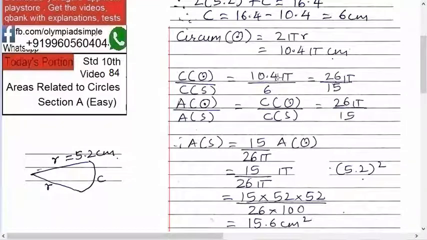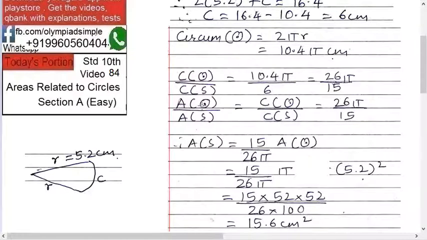So that is 10.4 pi upon 6, right? If you solve this, it becomes 26 upon 15. Remove the zeros. 15 fours are 60, and 4 26. So 26 pi upon 15 is the circumference of the circle upon the circumference of the sector.